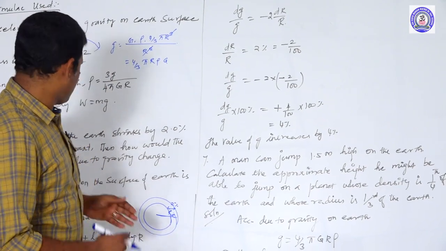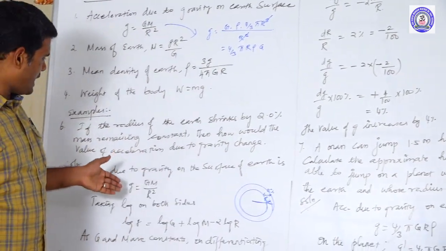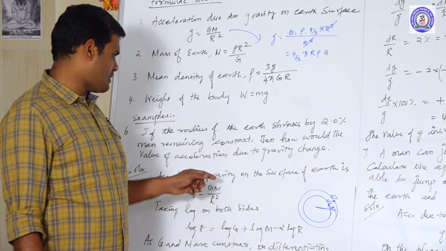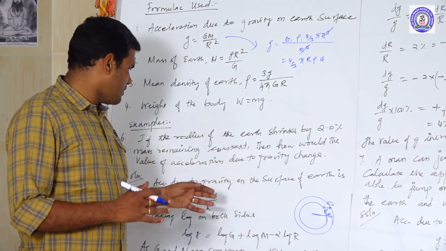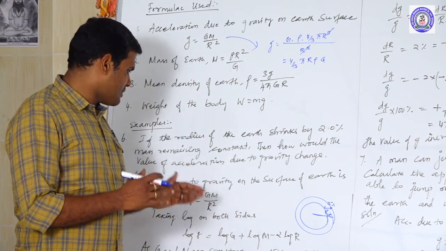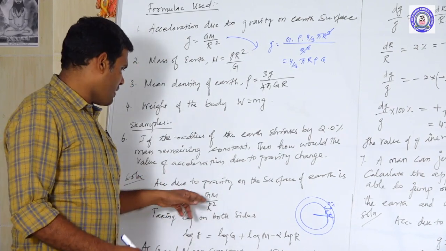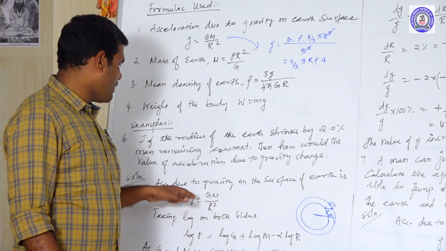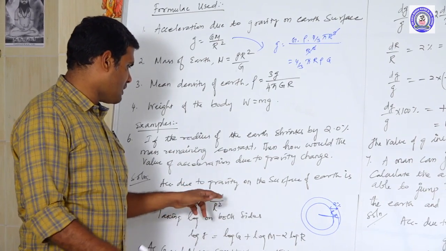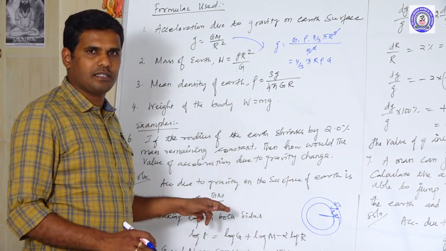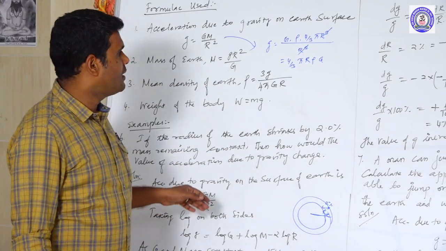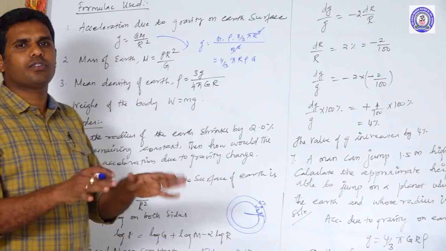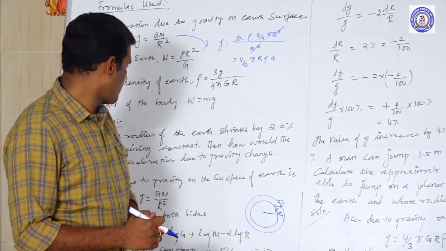Right. This is the same procedure we have to follow to calculate all other physical quantities. If they ask what will happen to the value of g keeping the radius constant, we derive a formula like this. What will happen to the value of g if R remains constant and the mass decreases by 2%? Then correspondingly you can calculate the expression like this. Right? So the value of g will also decrease by 2%.